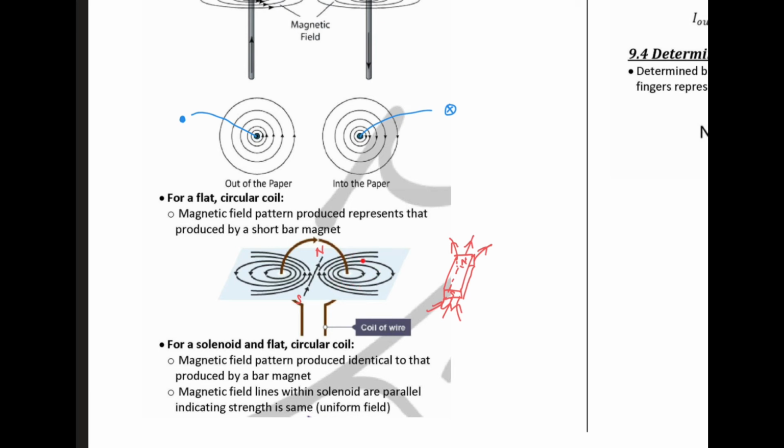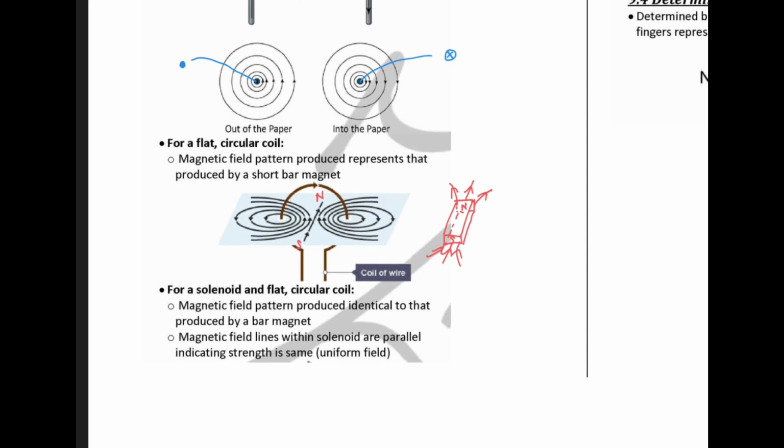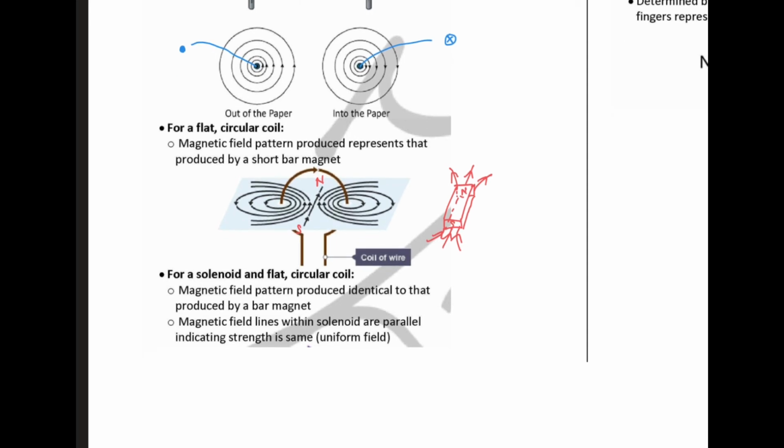So when something like that happens, you will realize the magnetic field is formed based on the right hand grip rule. So we can understand it in this way. Okay, so this is everything about the circular coil. Now we look at the next one, for a solenoid and flat circular coil.